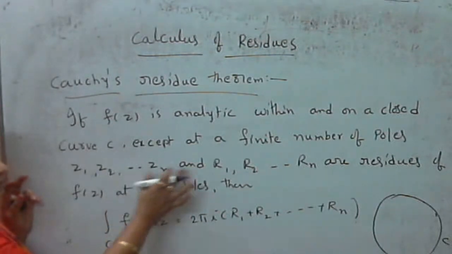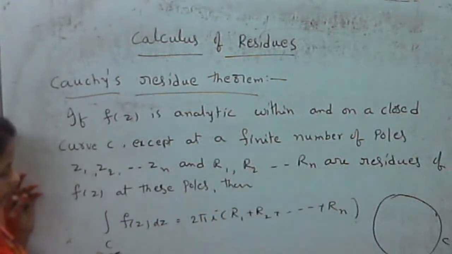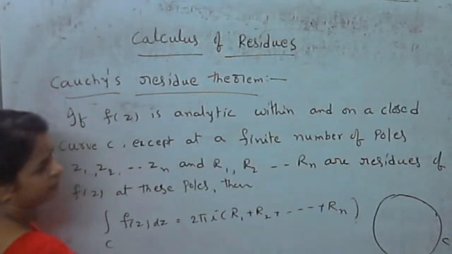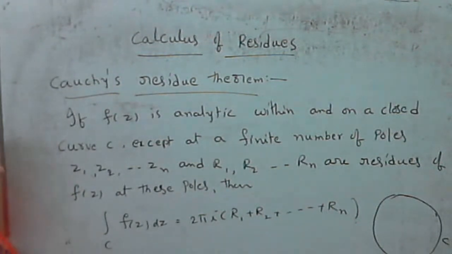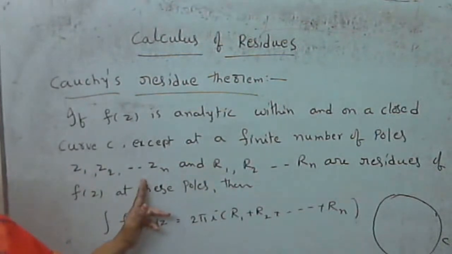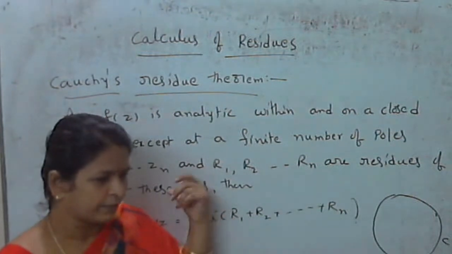Get these poles, the residues are r1, r2, r3 and so on, rn. Then the integral over C of f(z) dz equals 2 pi i times (r1 plus r2 plus r3 plus and so on plus rn). So this is Cauchy's residue theorem. Here z1, z2, zn are poles. r1, r2 are residues at those poles.